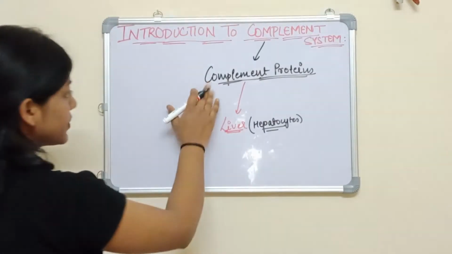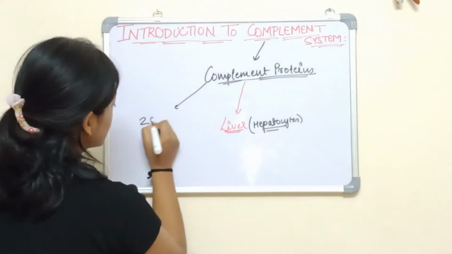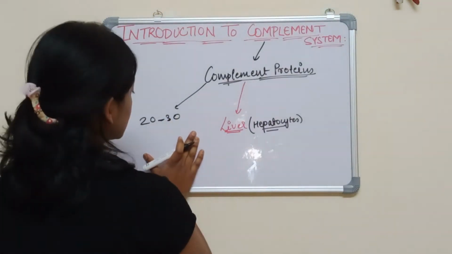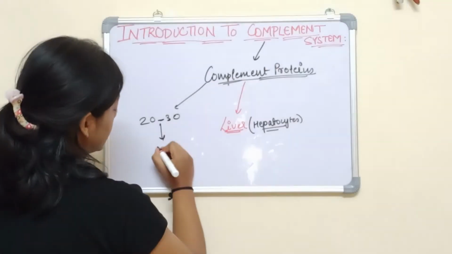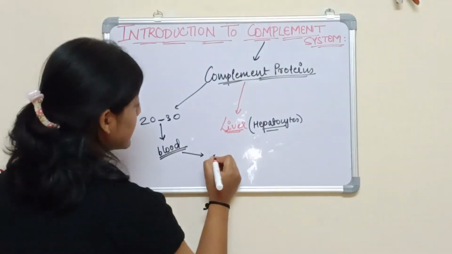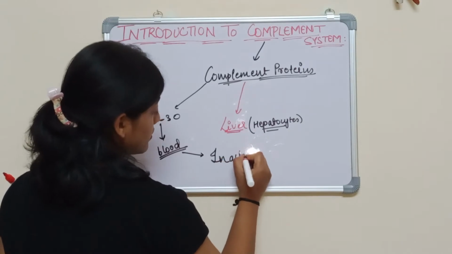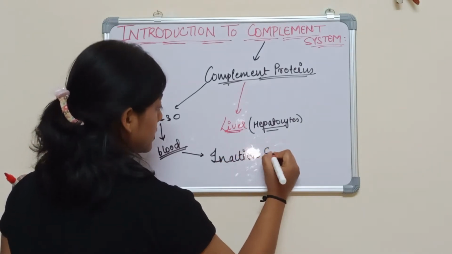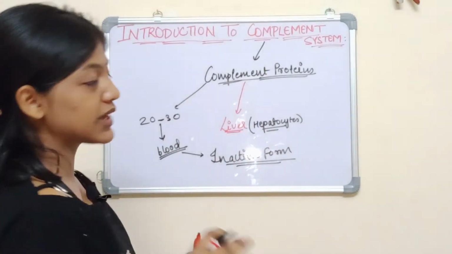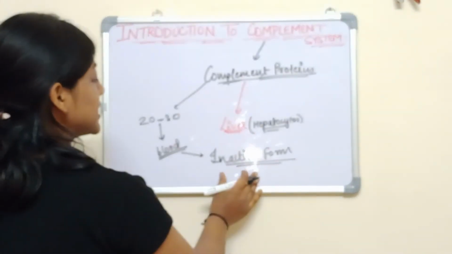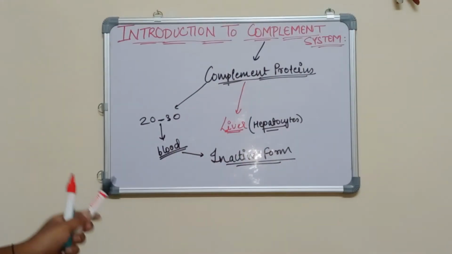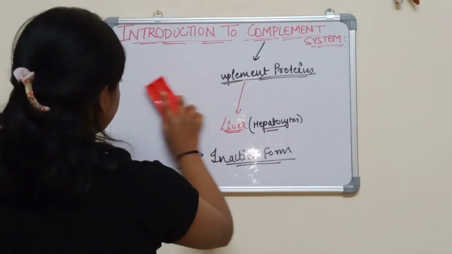Now these complement proteins are found 20 to 30 in number. They are present in blood in inactive form. They are present in blood but in inactive form. They are not active. They are activated when it is needed. So let's see what the complement proteins are.